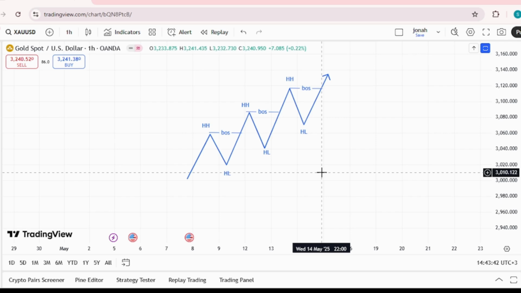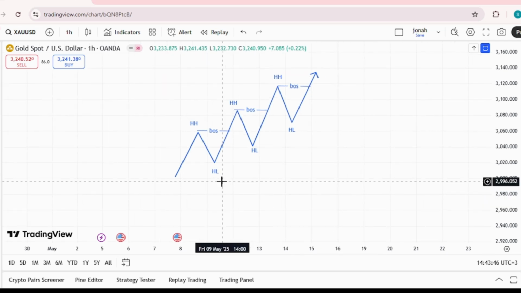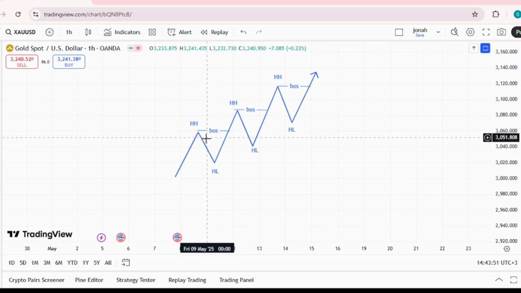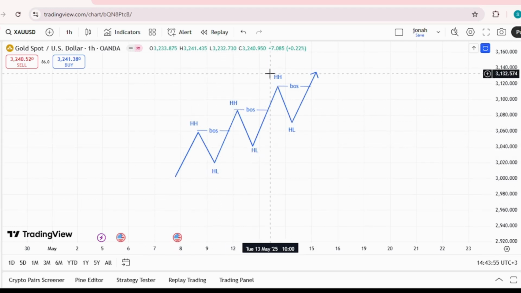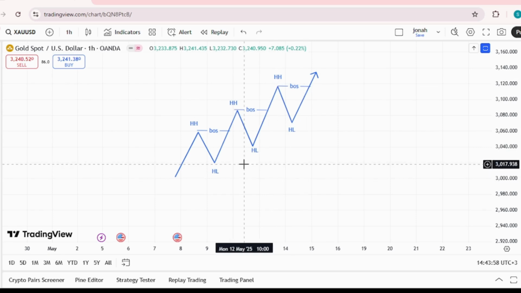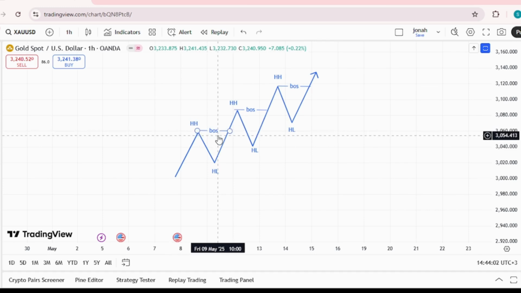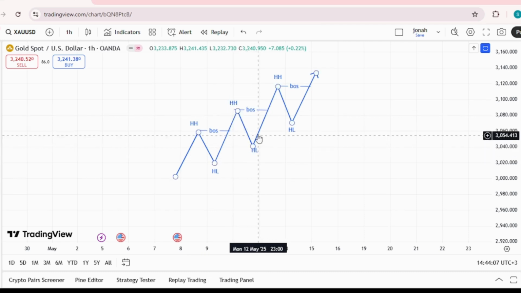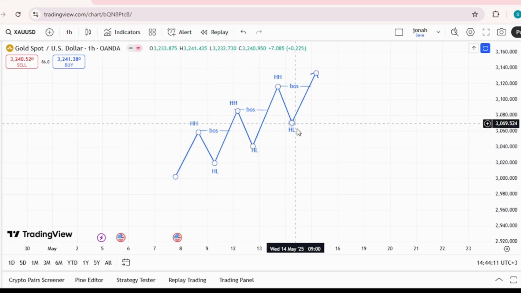An example of both: let me say price is moving in an uptrend like this, making higher highs, higher lows, higher highs, higher lows. When it breaks past the swing point, like this higher high you see here, it forms a break of structure. When it breaks past the next swing point, it forms another break of structure. That's break of structure.